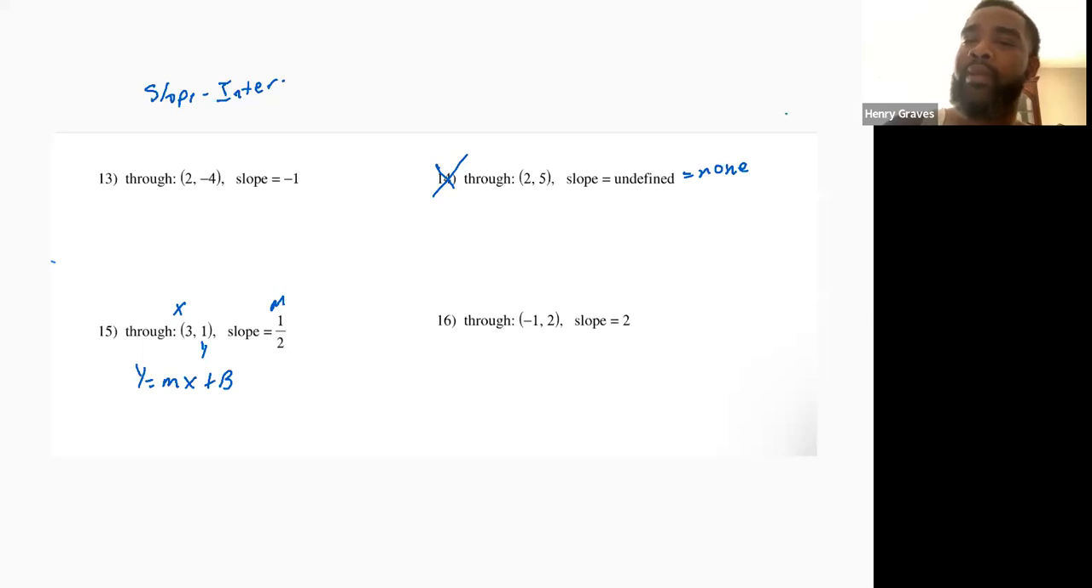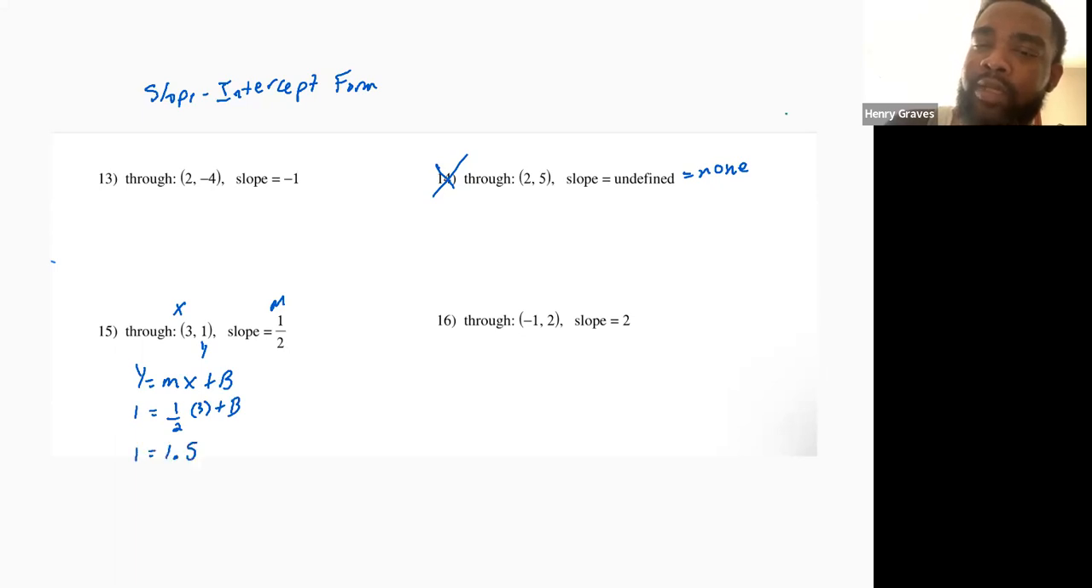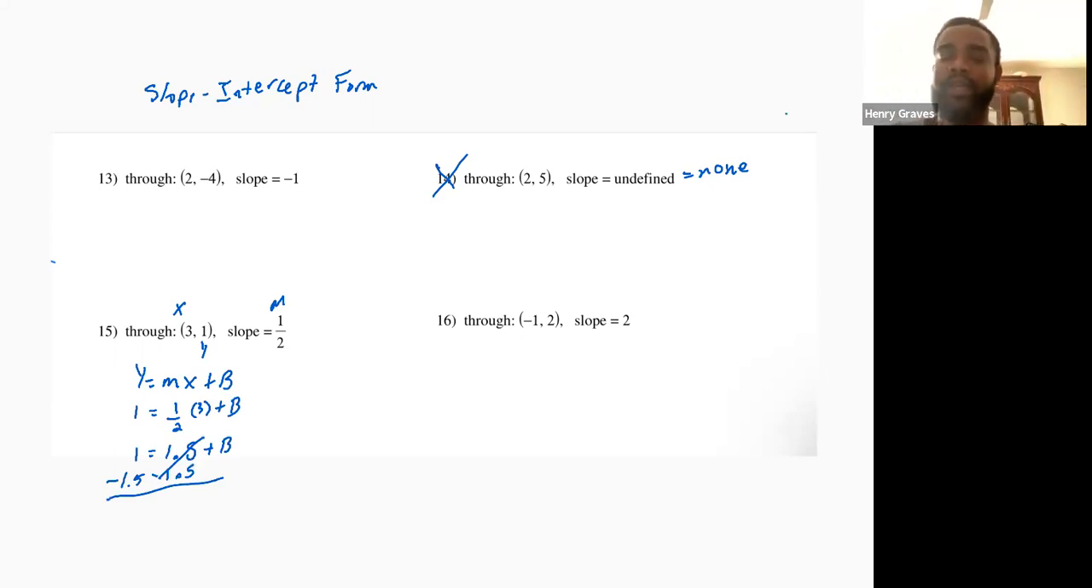So I plug in my numbers. My y is equal to 1. M is a half. X is 3 plus b. So 1 is equal to a half of 3, which is 1.5 plus b. I subtract 1.5 on both sides. So 1 minus 1.5 should be negative 0.5. But let me take my calculator to make sure. So 1 minus 1.5 is indeed negative a half. So my b is equal to negative a half.